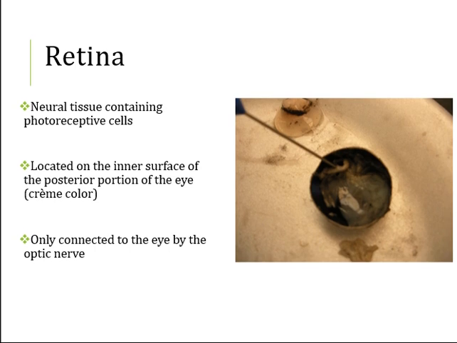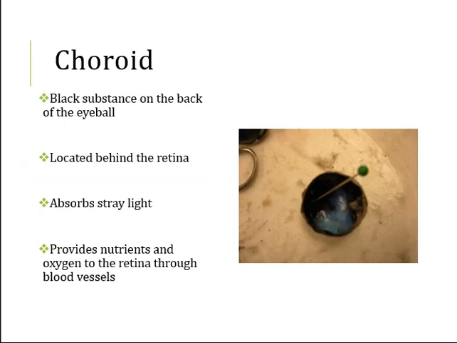And then we have the choroid, which is a black substance on the back of the eyeball, and it's located behind the retina and absorbs stray light so that we don't see images or information that we don't need, that gets refracted from the lens and from outside. And further, the choroid provides nutrients and oxygen to the retina through blood vessels.